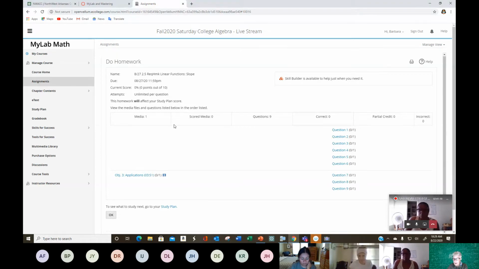Can you see my math lab? Or the fact that I started it and stopped it again, did that mess everything up? No, we can see it. We can see it. Oh, good.